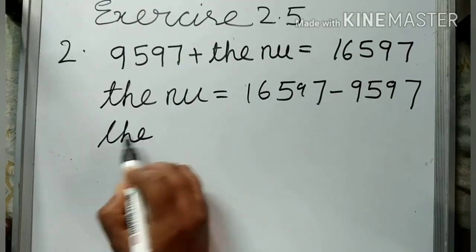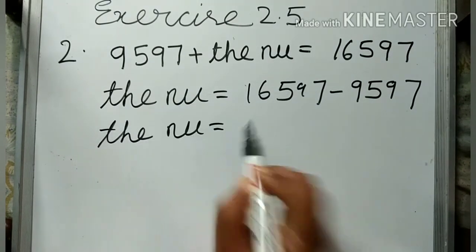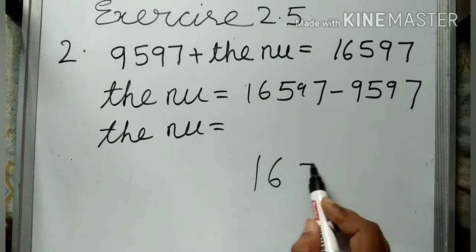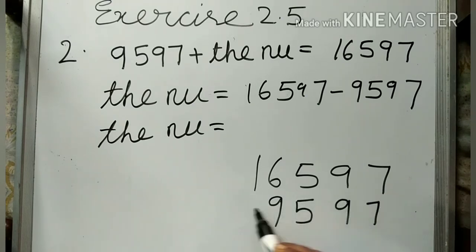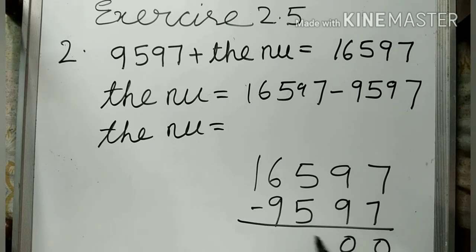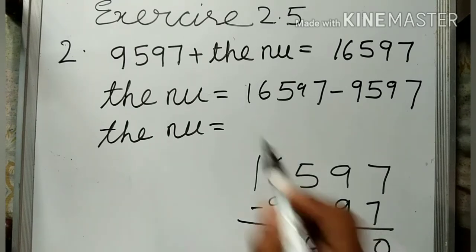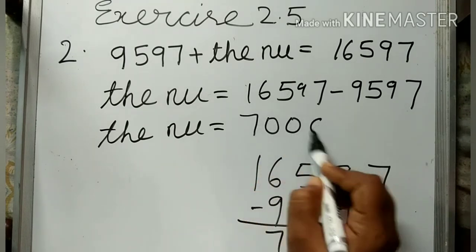So the number is, we subtract 16,597 and 9597. So the answer is 7000. So the number is 7000.